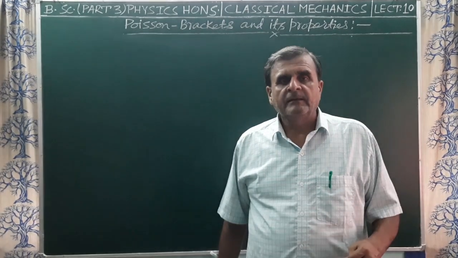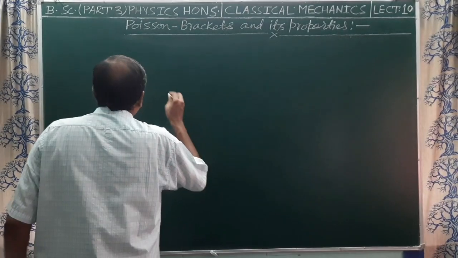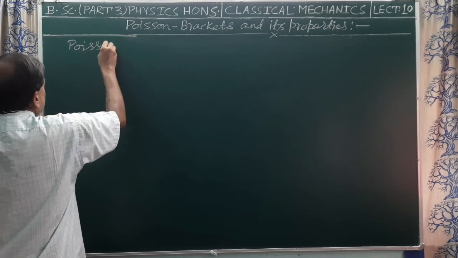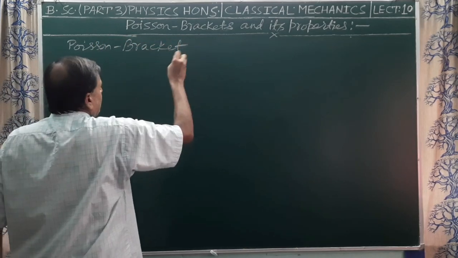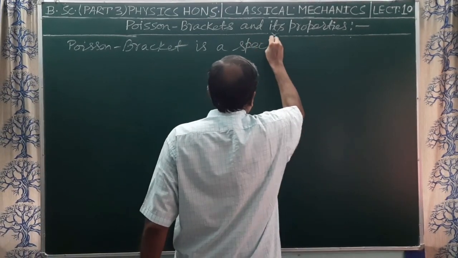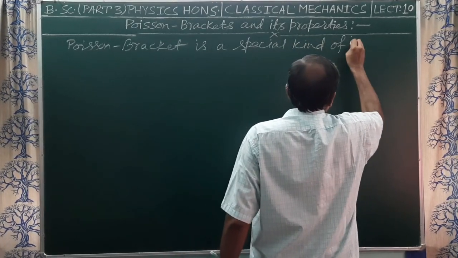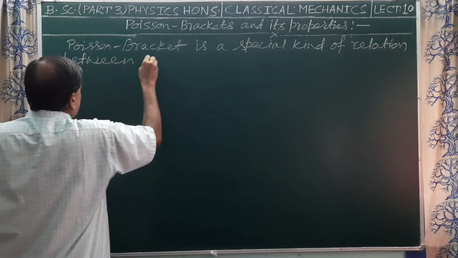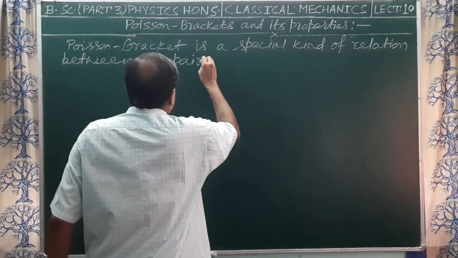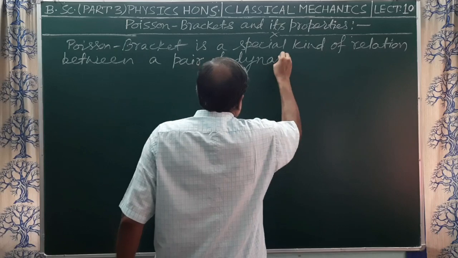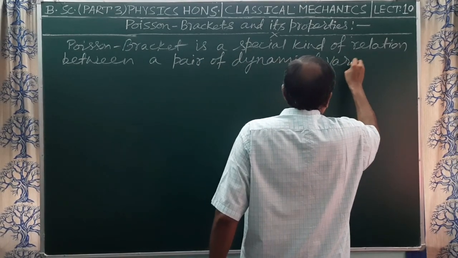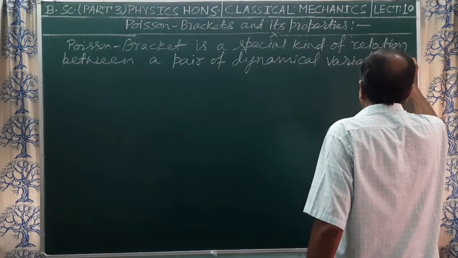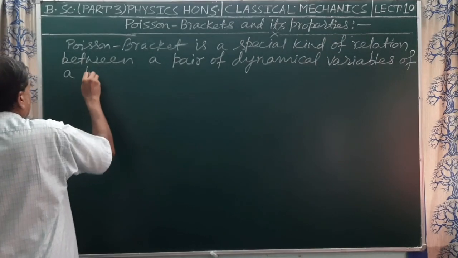Write down: Poisson bracket is a special kind of relation between a pair of, that is two, dynamical variables. Dynamical variables are those variables which are related to motion. Dynamical variables of a holonomic system.